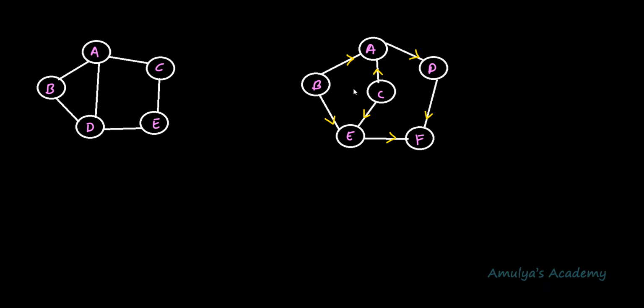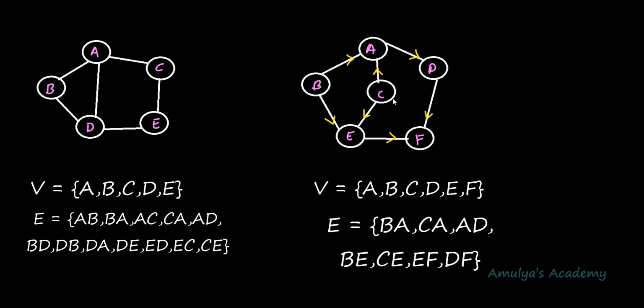But in this example here you can see edges are directed. Here we have an edge from B to A, but we don't have any edge from A to B. You can see here, right? Here edges are pointing to a specific direction. So that's why this is called as directed graph. I hope now you are clear with the undirected graph and directed graph. In the directed graph, you can see the direction on the edge. And in the undirected graph, edges are bidirectional. And here you can see set of vertices and edges.